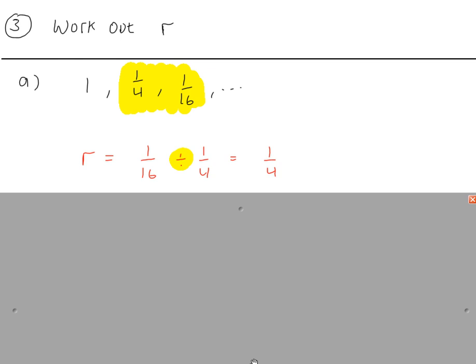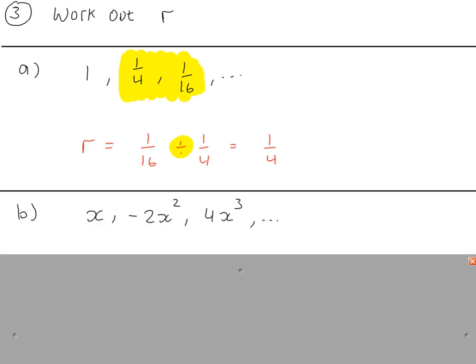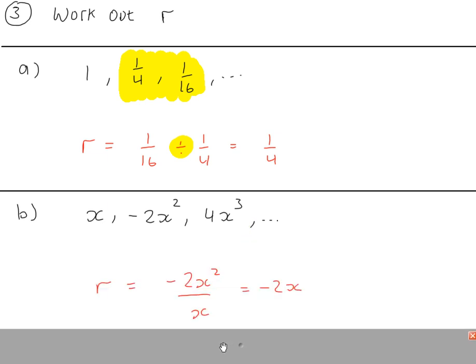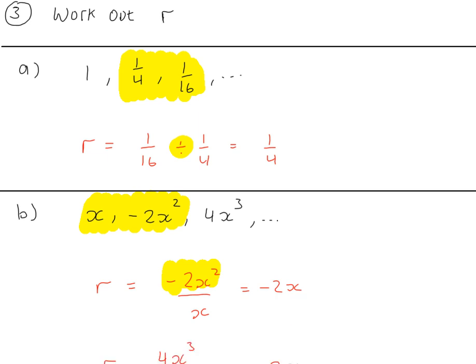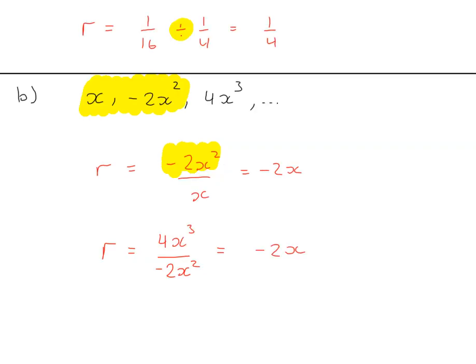Okay, part B, a different geometric sequence, and if we do the same again, if we take any two terms, so I've taken the first two terms here, the term on the right divided by the term on the left, so the common ratio is minus 2x. And if we do the same with the other two terms and divide, we get the exact same common ratio, and it should be the same if it's a geometric sequence.